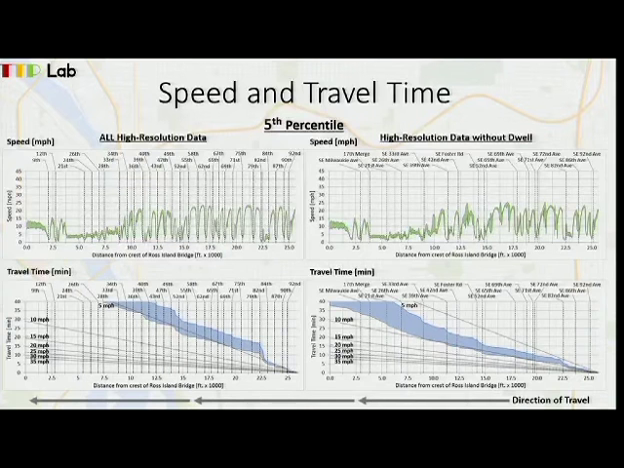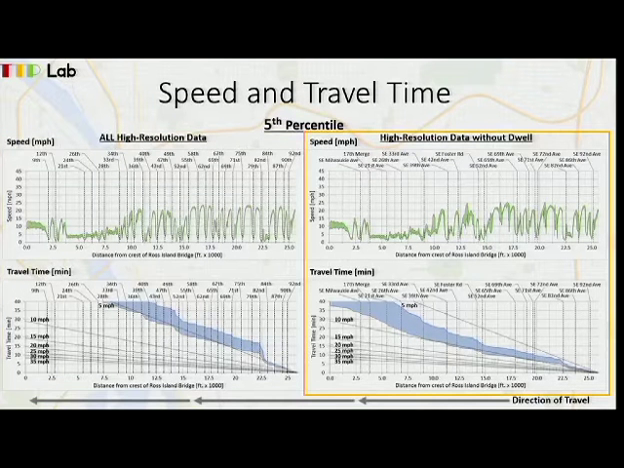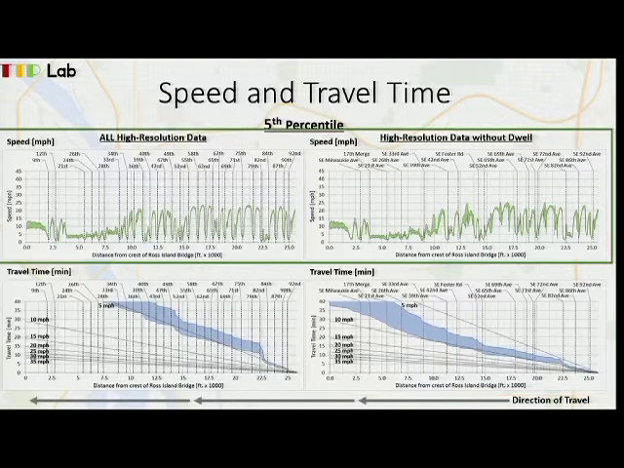So, first we'll look at speed percentiles and travel times. What you're looking at is the 5th percentile, very slow buses. But specifically, there's a lot going on. So this is an example, so I can show you what you're looking at. First, this is when you're using all the data. And on the other side, the data once those bus stop related points have been removed.